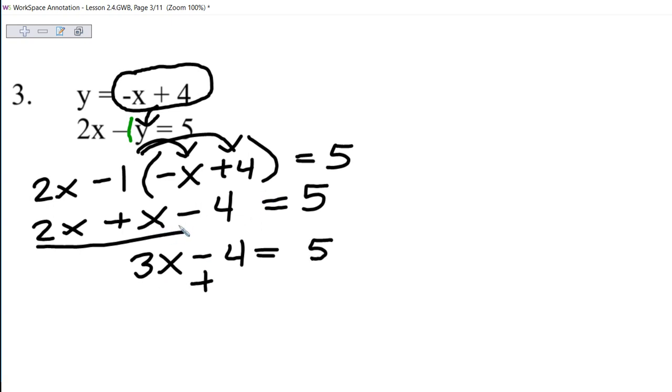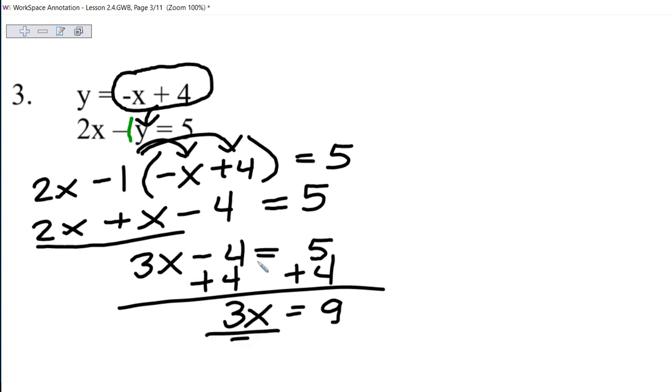Add 4 to both sides. 3x equals 9. Divide both sides by 3. That is correct. We get x equals 3.